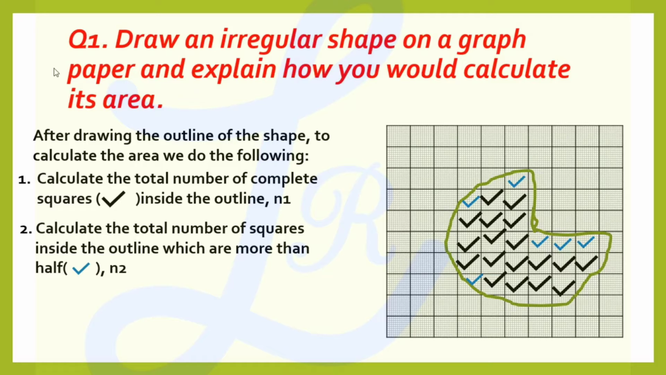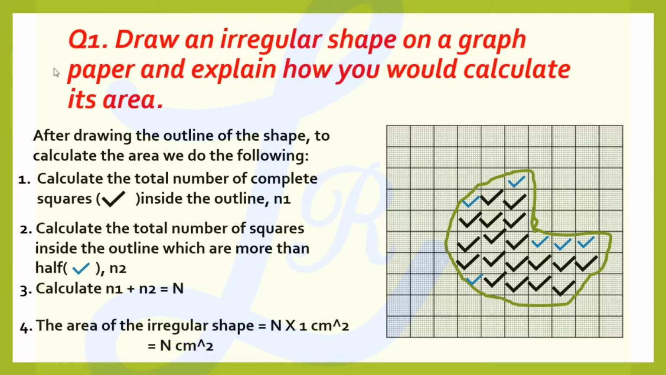Then what are we going to do? We are going to add both the numbers that we have got: N1, the number of complete squares, and N2, the total number of squares which are more than half. So we will calculate N1 plus N2, which is equal to N. Then what will be the area of the shape? The area of the shape will be N into 1 centimeter square.